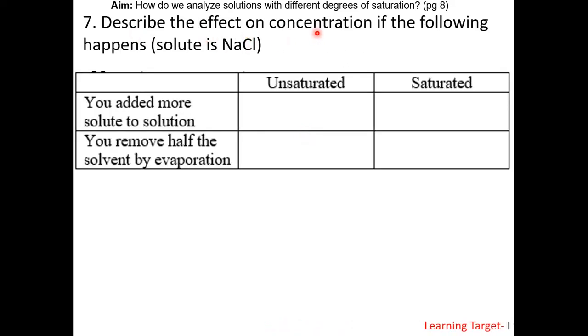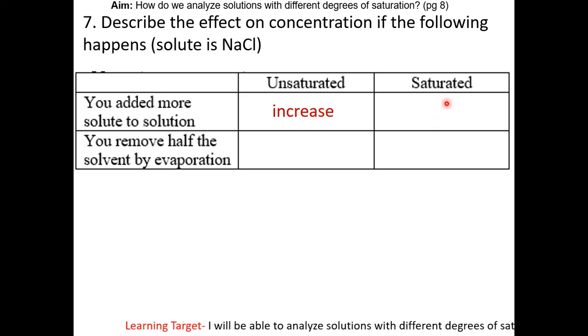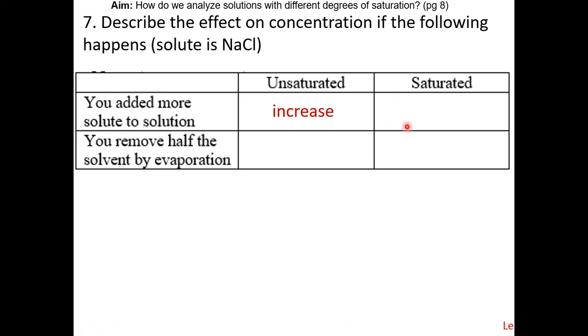Describe the effect on concentration if the following happens. Assume the solute is NaCl in the following solutions. You have an unsaturated and saturated solution. Here are 2 scenarios. The first scenario, you add more solute to the solution. What will happen to the concentration? For an unsaturated solution, more will be dissolved, therefore the concentration will increase. For a saturated solution, if you add more solute, it will remain undissolved at the bottom, therefore the concentration will remain the same.